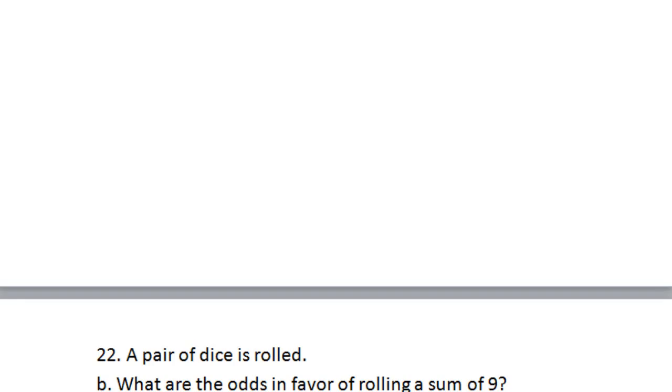The B part says, what are the odds in favor of rolling a sum of 9? Well, first of all, remember, we're going to use the answer in part A in our work. So I'll go ahead and write down that part so we'll have it. From part A, we know the probability that the sum is 9 is equal to 1/9.